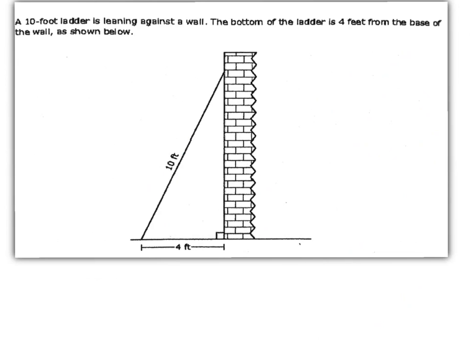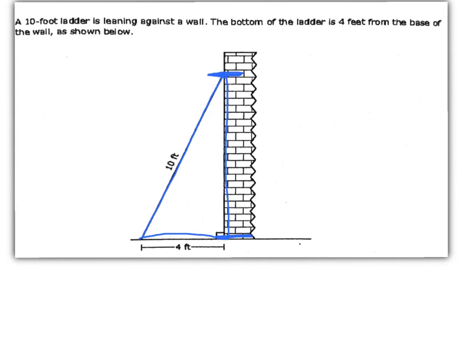So now we have an example problem. We have this 10-foot ladder that's leaning against a wall. The bottom of the ladder is 4 feet from the base of the wall as shown below. So we see that our right triangle is right here. And what this question is trying to ask us is, what is the height that the ladder makes it up the wall?